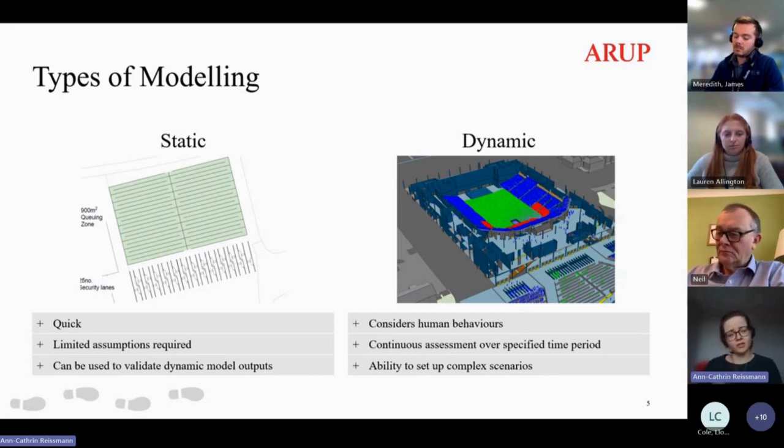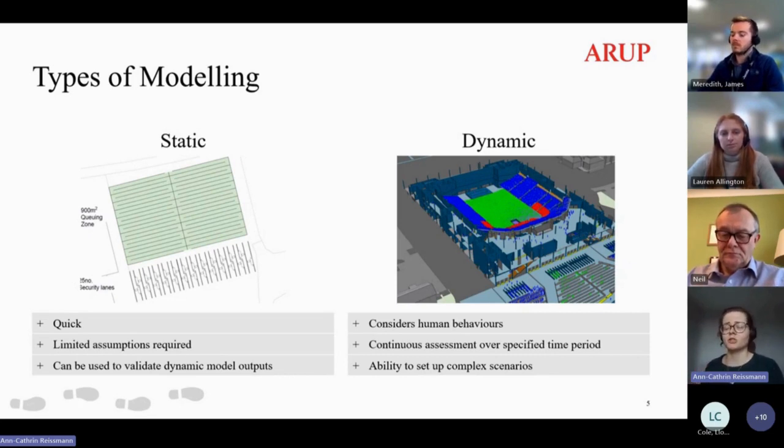That is at a bit of a later stage of design, once you've got a design. And that can consider human behaviours. You can model more complex scenarios or have different characteristics for different people. So somebody carrying suitcases might be more likely to use an elevator. All those sorts of things can be modelled.